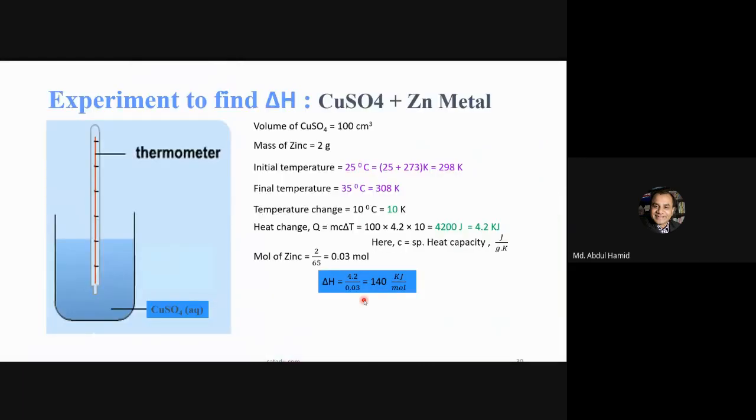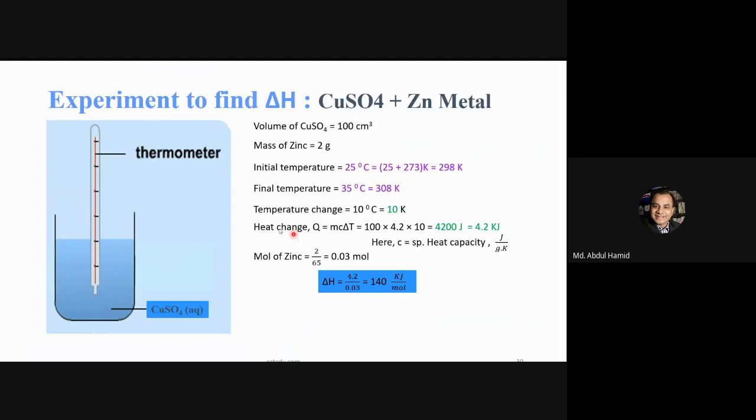So, I want to discuss one experiment. If you see here, copper sulfate and zinc react, making zinc sulfate plus copper. This is an exothermic reaction. Here the amount of copper sulfate is 100 cm cube, and the amount of zinc is 2 gram. The initial temperature is 25, and let's say the final temperature is 35. So the temperature change is 10 Kelvin.